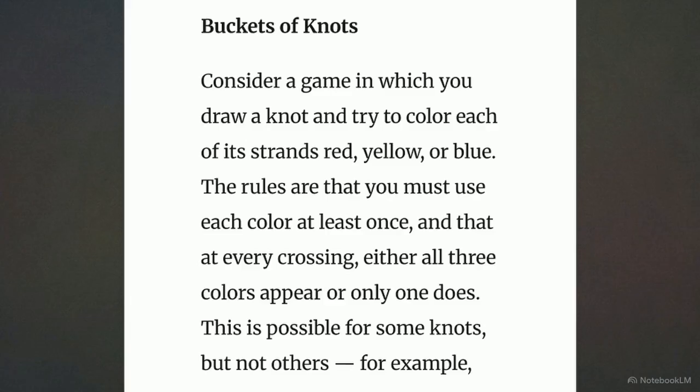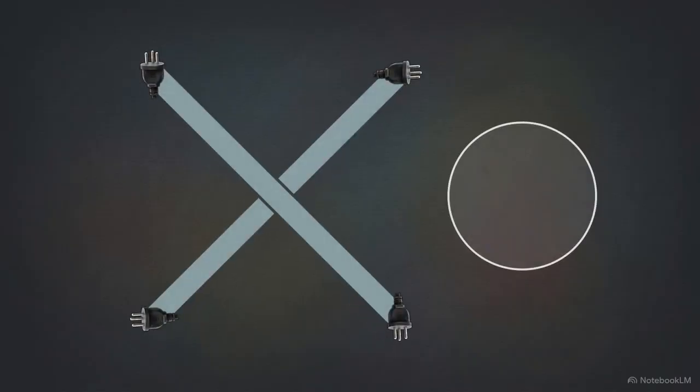We can categorize this drawing using a three-color rule. You must color every strand of the knot using red, yellow, and blue, and you must use each of those three colors at least once. There is a specific rule for the crossing points. At every single intersection, you must either see all three colors meet or only one color. You cannot have a crossing where only two colors are present.